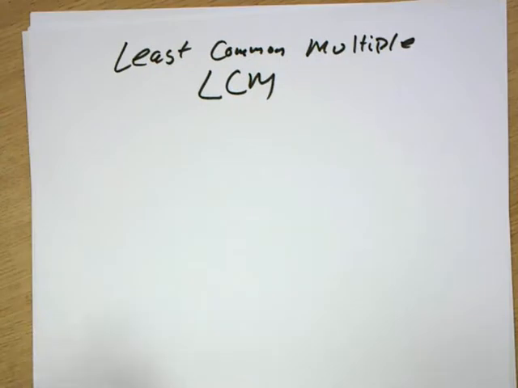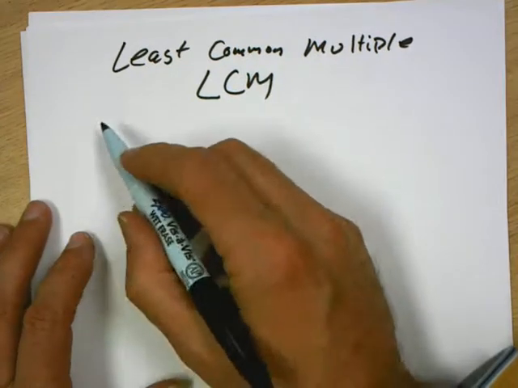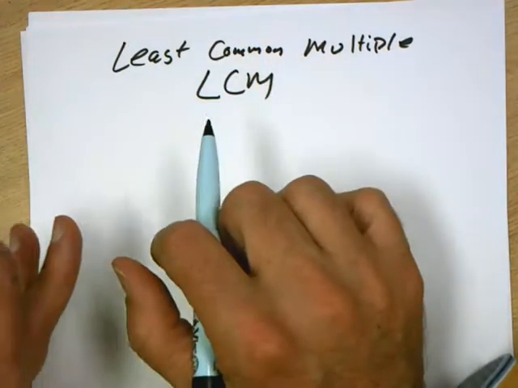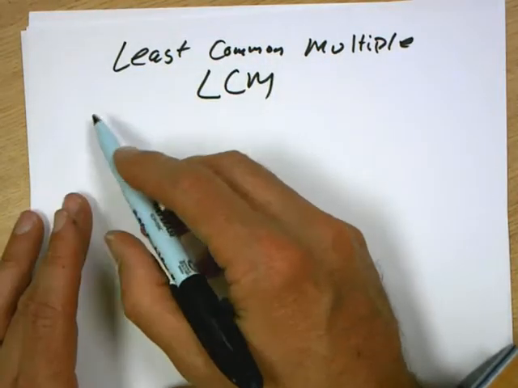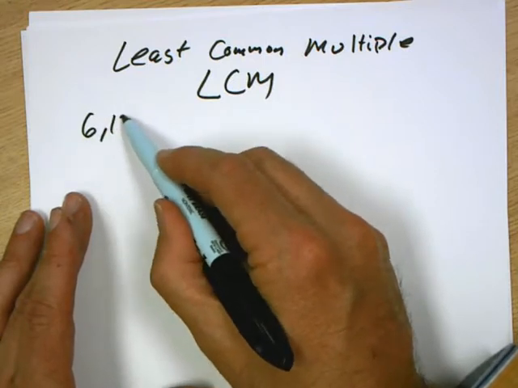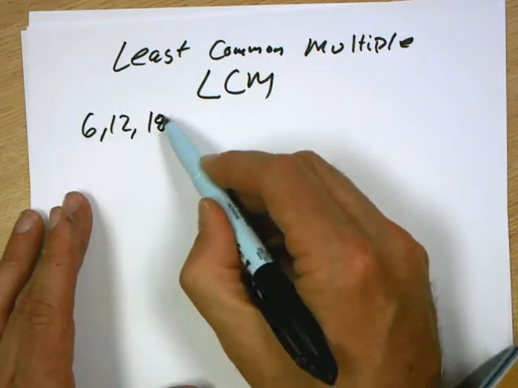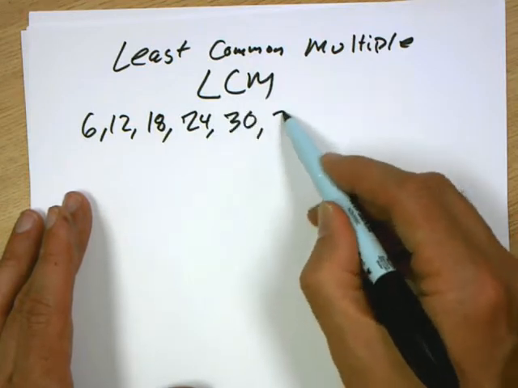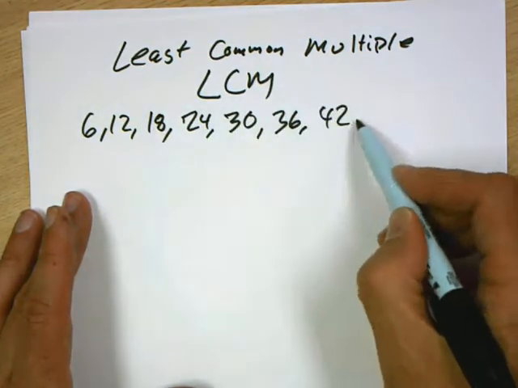So in math, we've been talking about multiples, more specifically least common multiples. Now multiples are when you count by a number or you multiply that number by a different factor. So multiples of 6, for example, would be 6, because 6 times 1 is 6, 12, 18, because 6 times 3 is 18, 24, because 6 times 4 is 24, 30, 36, 42, etc.